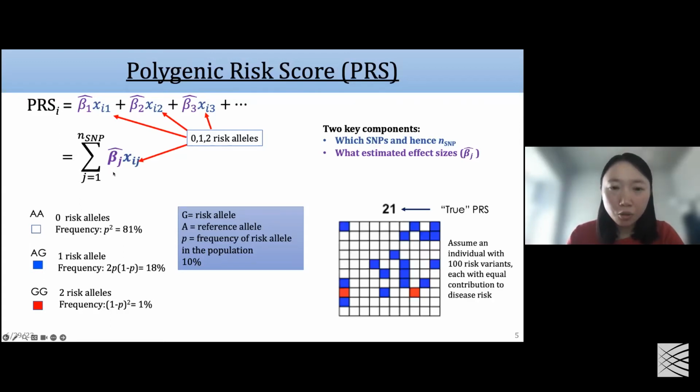This tutorial example shows an individual who has 100 risk variants, each with equal contribution to the disease risk. By summing those risk alleles, the PRS for this individual is 21. So this illustrates how we can calculate PRS for a single individual, before extending to a general population.